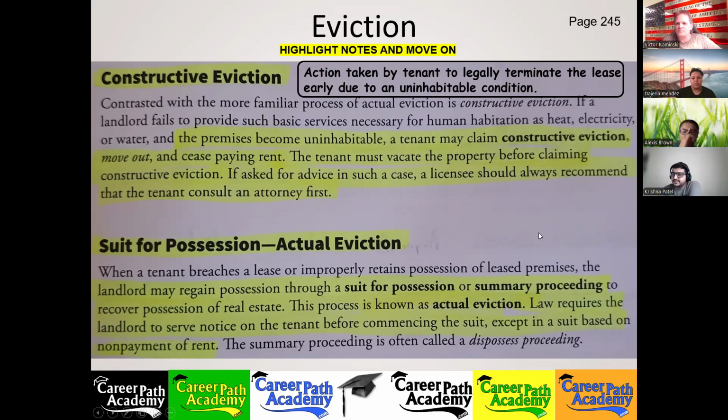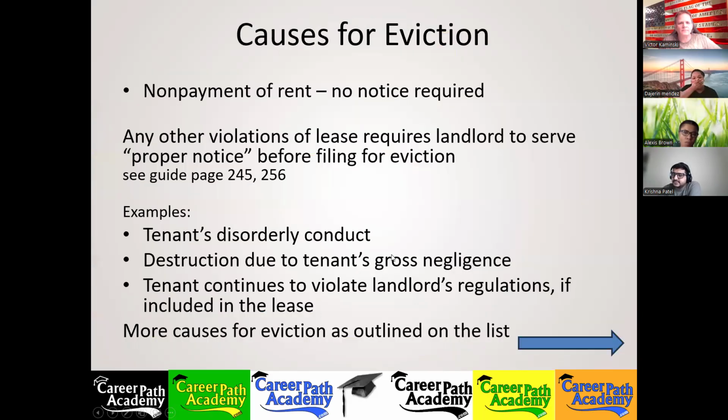Everybody got the notes? Got it. So once again, non-payment of rent, no notice is required. Any other violation of the lease requires the landlord to serve proper notice to the tenant before they could file for eviction, like tenant's disorderly conduct or destruction due to the tenant's gross negligence. Or the tenant continues to violate the landlord's regulations that they may have added into the lease that the tenant signed.